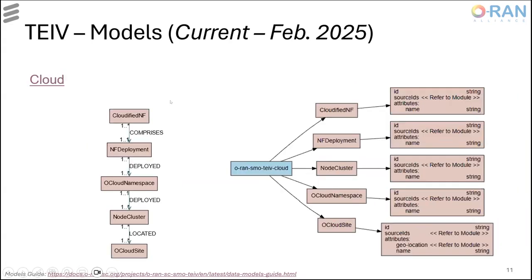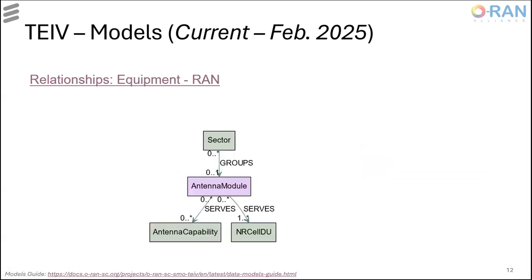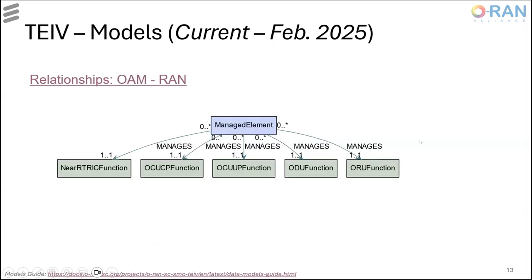We also have a cloud domain, where we have some of the key concepts that you might want to describe for cloud-related topology. But probably more interesting is the cross-domain relationships. So, for example, we have a couple of relationships defined across both the equipment and the RAN domain. Like, for instance, that a sector is grouped by antenna modules, that the antenna capabilities, a cell is served by an antenna module, for example.